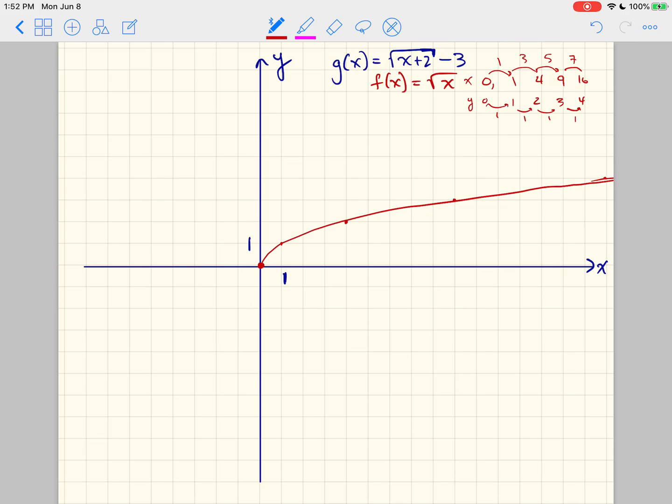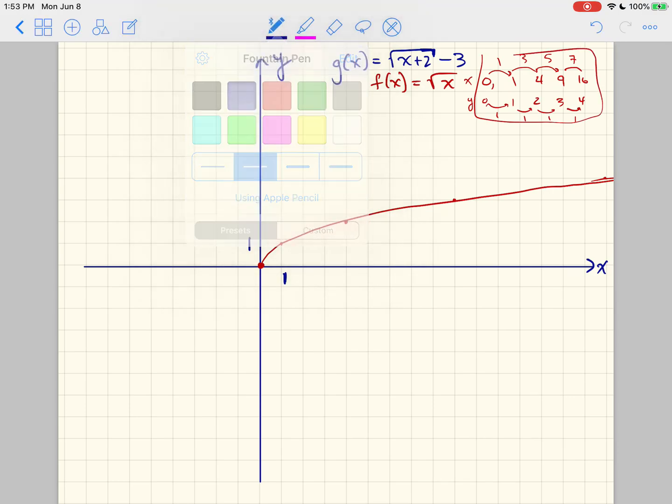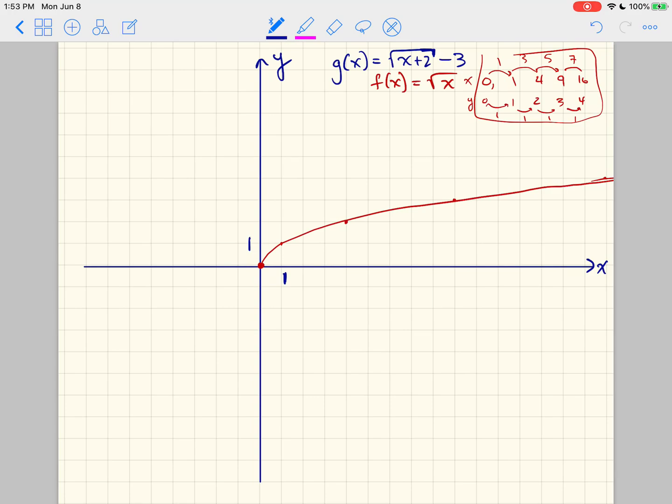So the difference between f of x and g of x is just the starting point. This pattern here is going to look exactly the same. And so I'm going to graph g of x, which, compared to f of x, starts 2 to the left and 3 down. So I go 2 to the left and 3 down. So there's my starting point. And now from here I count the same pattern. Up 1 to the right 1. Up 1 to the right 3. Up 1 to the right 5. Up 1 to the right 7. And I can't fit any more on there.